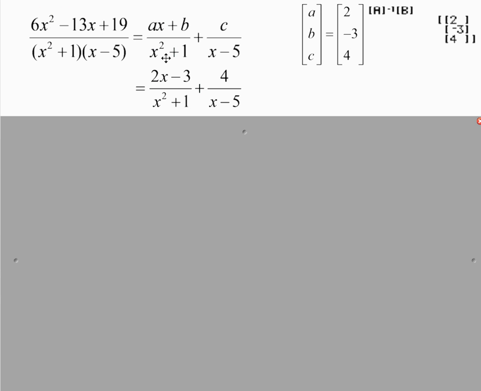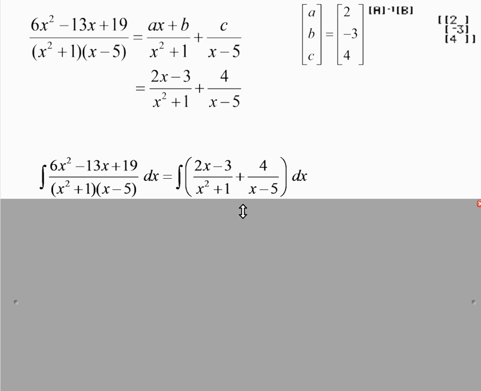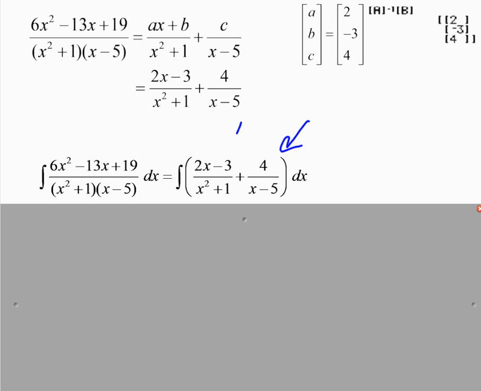So A is 2, B is -3, C is 4. That's what we had from before. So this is equal to this. Now let's go back to the problem. So this original problem now looks like this. Well, how do I integrate this? Well, this is pretty easy to do.